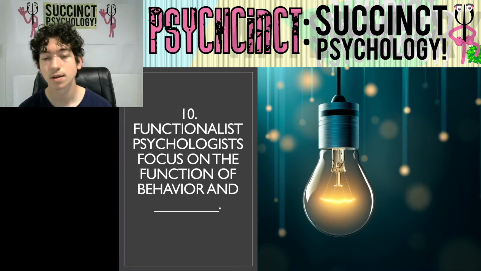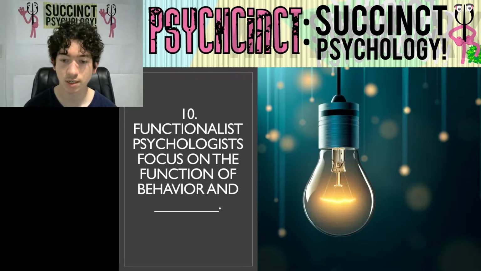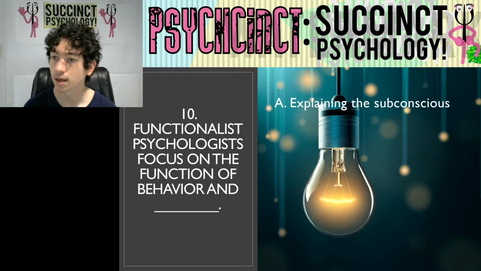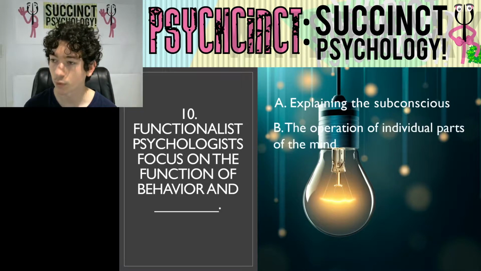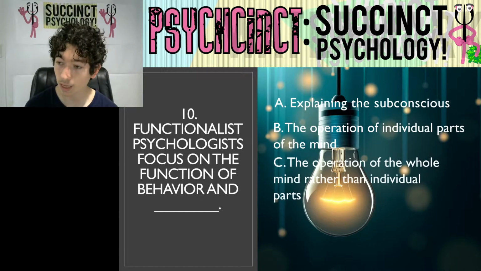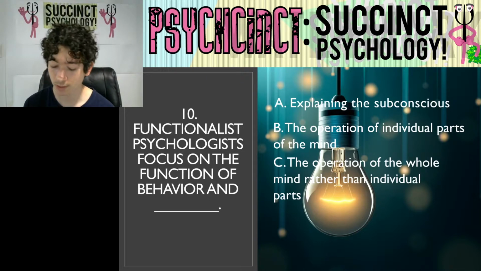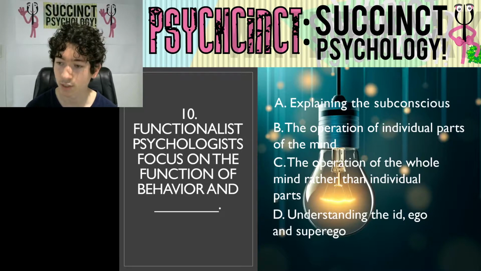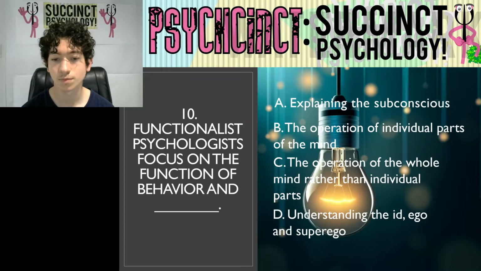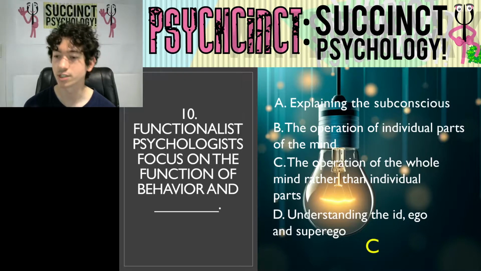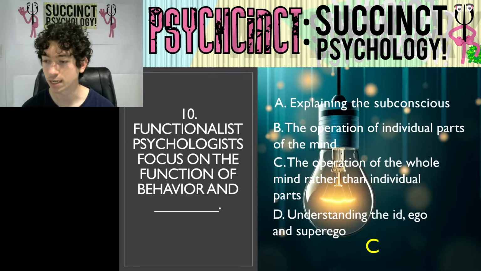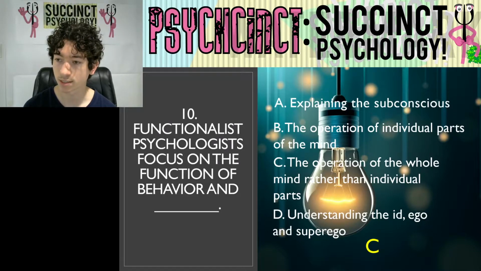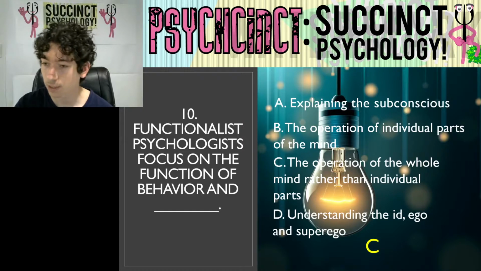On to question 10. Functionalist psychologists focus on the function of behavior and explaining the subconscious, the operation of individual parts of the mind, the operation of the whole mind rather than individual parts, or understanding the id, ego, and superego. I'll give you some time to answer that one. And the answer is C, the operation of the whole mind rather than individual parts. Remembering that option D, understanding the id, ego, and superego has to do with psychoanalysis. A also has to do with psychoanalysis. And B, structuralism.